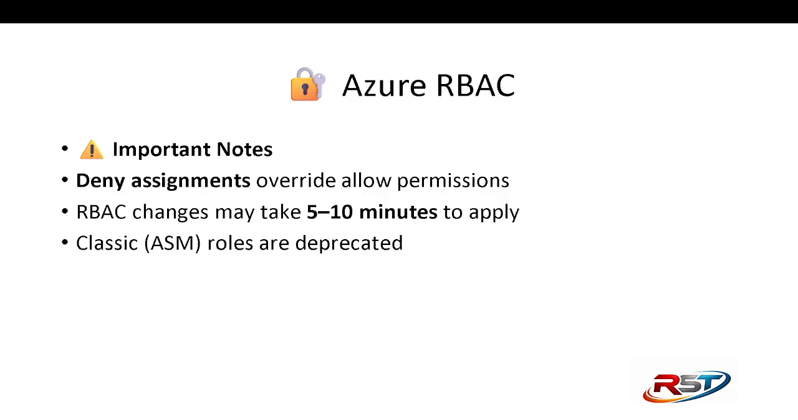RBAC changes may take 5 to 10 minutes to apply. Whenever you apply RBAC changes or a role assignment, it takes 5 to 10 minutes to reflect, so we have to wait 5 to 10 minutes. Then we have to verify the authorization and role assignment. Classic roles are deprecated. Earlier there were classic roles and ASM roles, which are already deprecated.